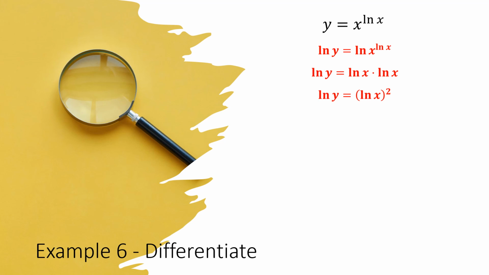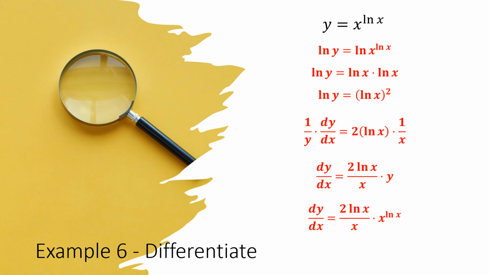So now I can take the derivative of each side. I'm left with 1 over y dy dx equals, and on the right side, I'm going to chain rule it. So 2 ln x times the derivative of ln x, which is 1 over x. And then I'll multiply both sides by y to get the dy dx by itself. So I have dy dx equals 2 ln x over x times y. And then my last step before I simplify will be to plug in that y. So the original y was x to the ln x. So my dy dx is now 2 ln x over x times x ln x.